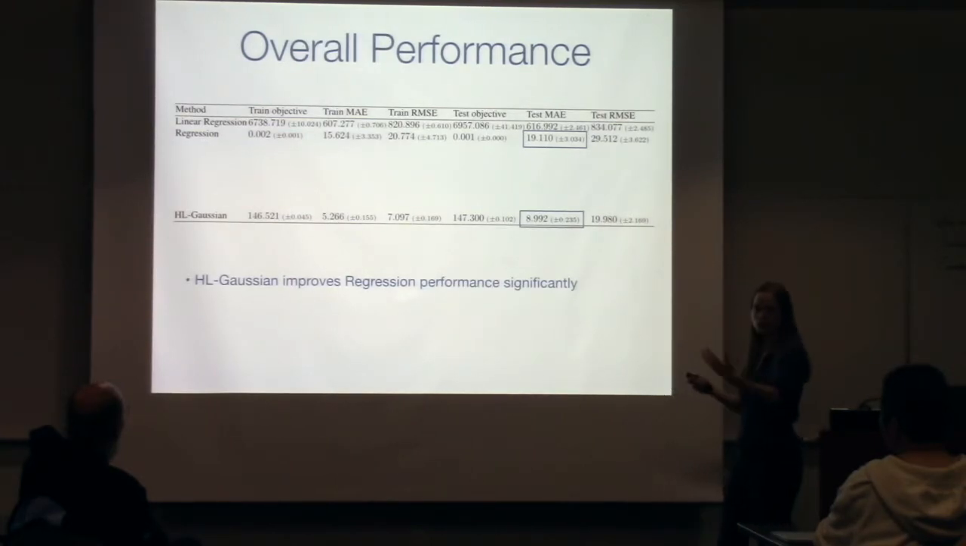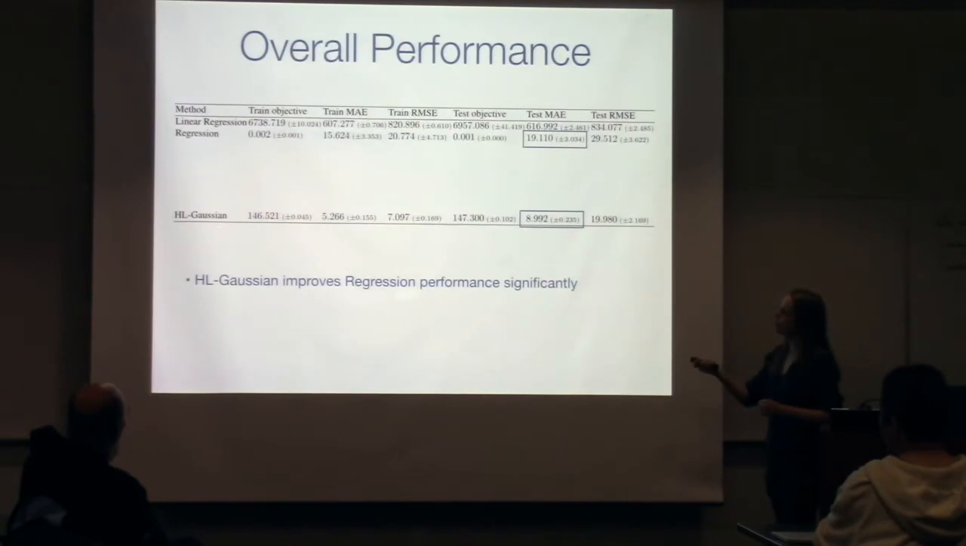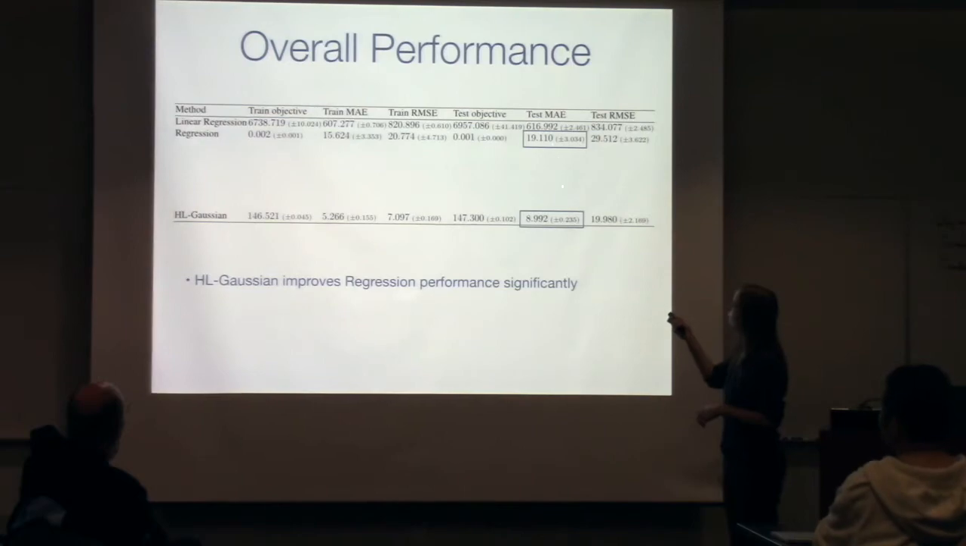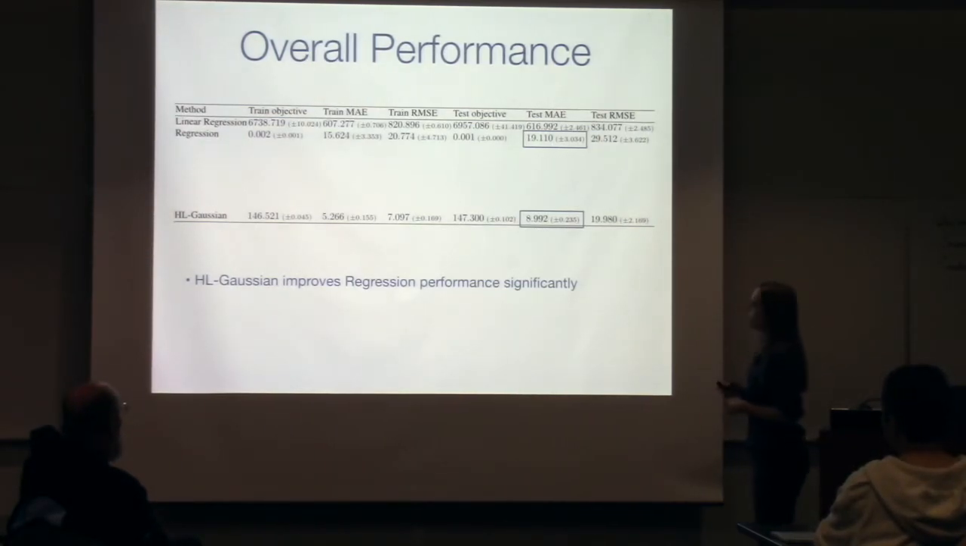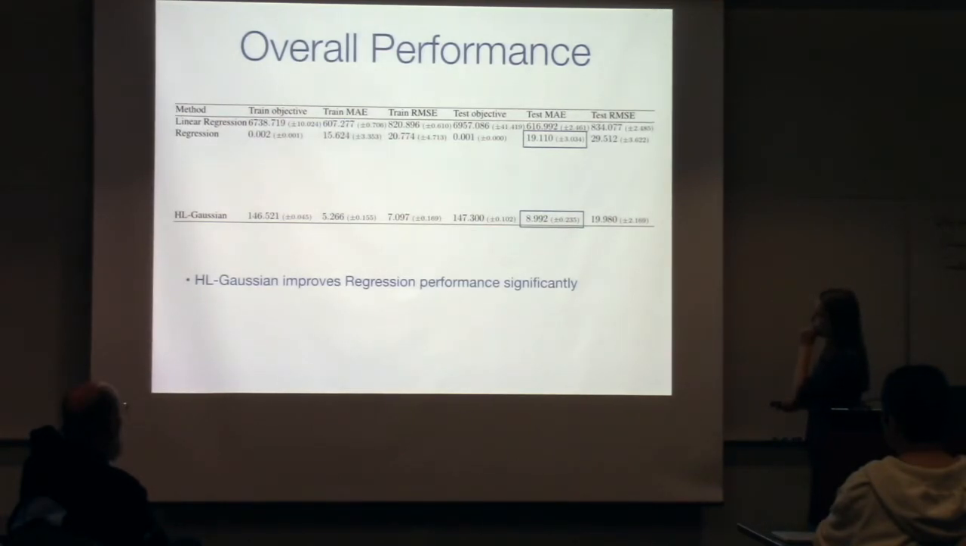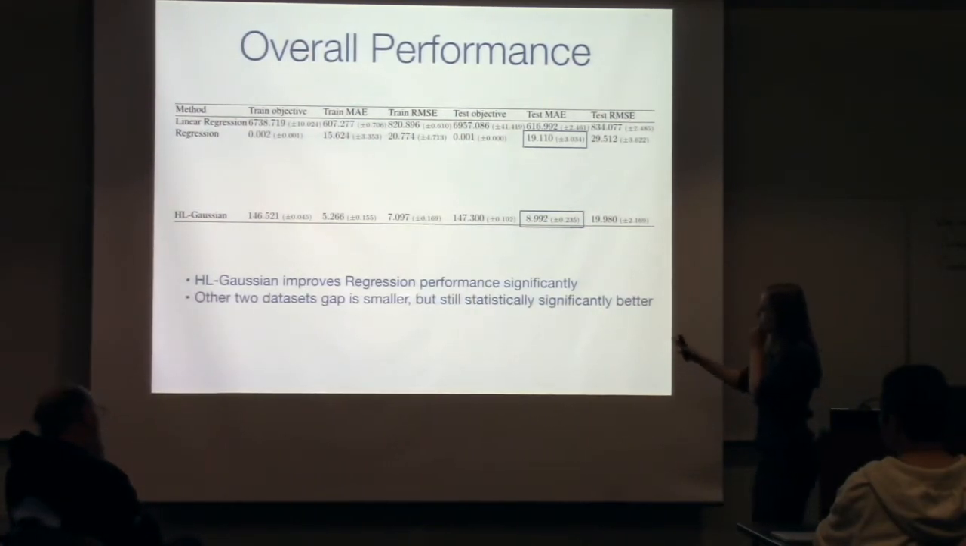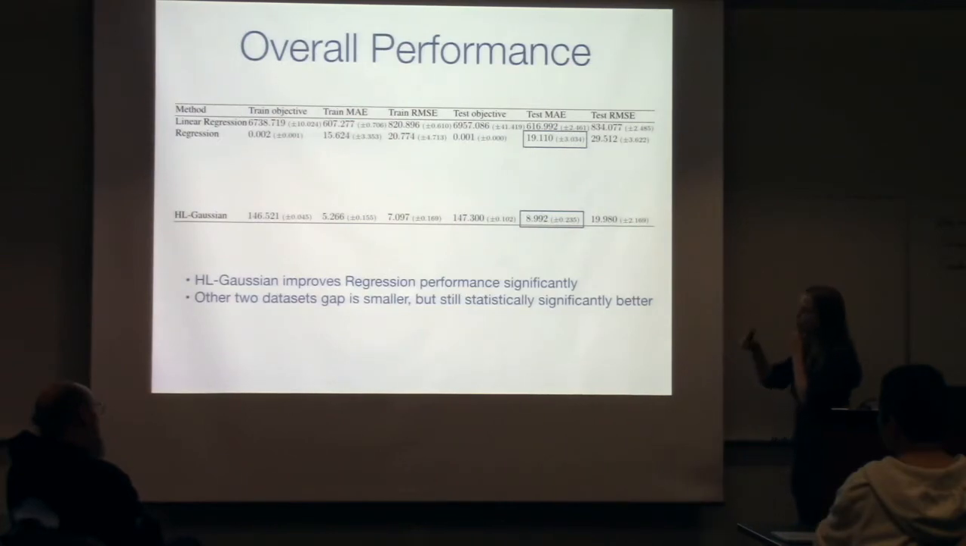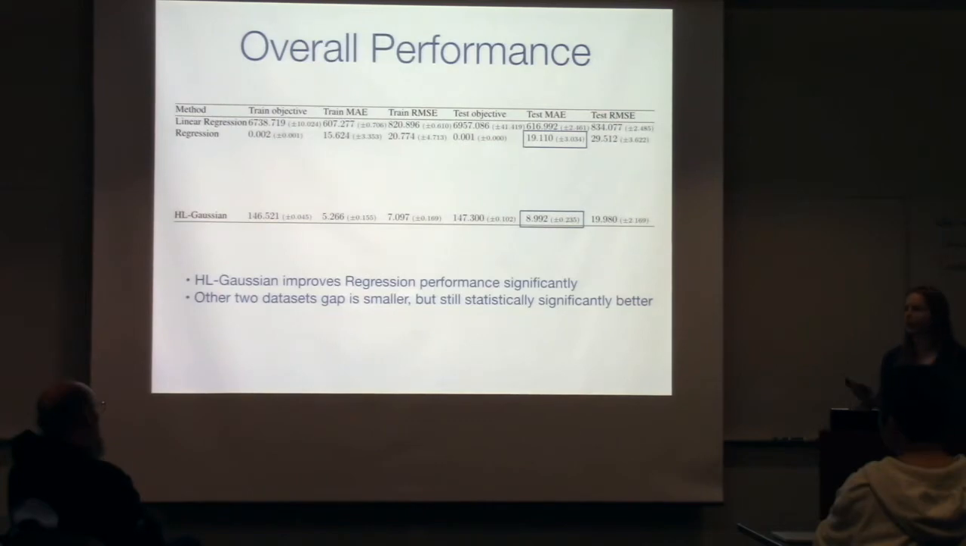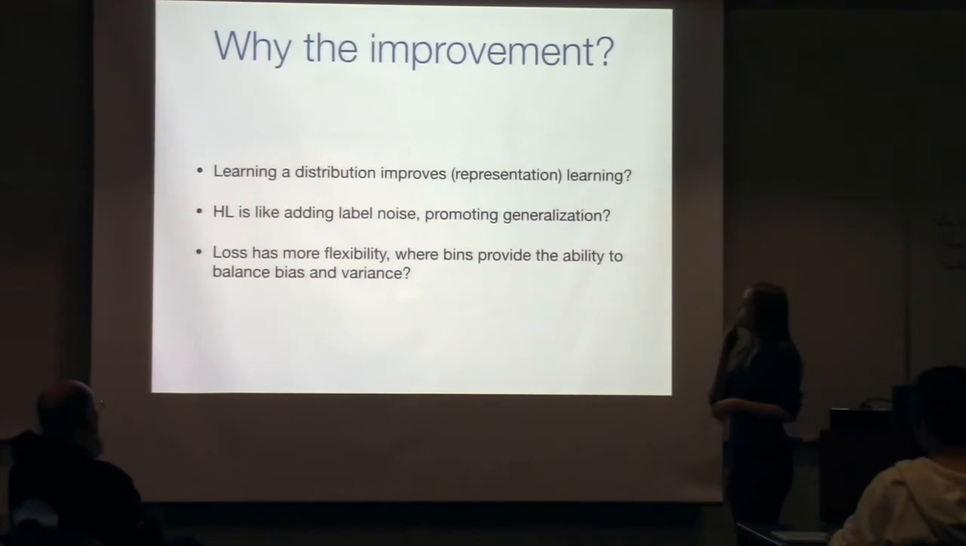Regression means a neural network using a least squares loss, or the squared error, and HL-Gaussian is using that HL-Gaussian loss. The difference between these two is really stark. Almost double performance improvement, which is a lot. There are a bunch of other methods here, and they're not going to get nearly as close to this much improvement. I'll mention that for the other 2 data sets, the gap is not as big, but it was still statistically significantly better. So the story is it never harms performance and sometimes really improves performance. So it does help improve performance.